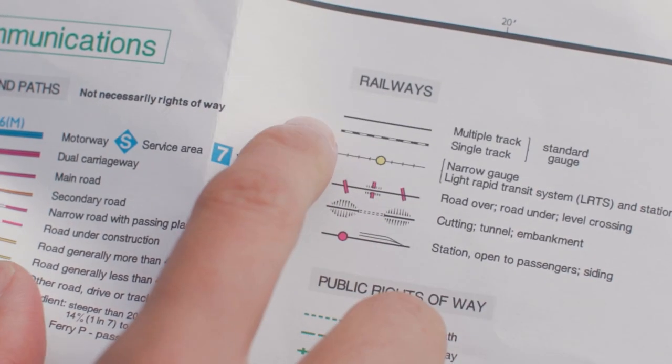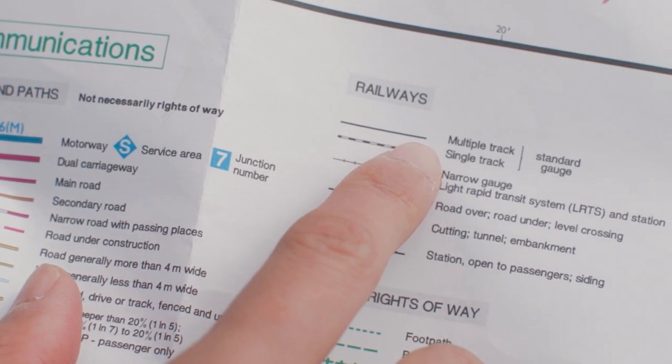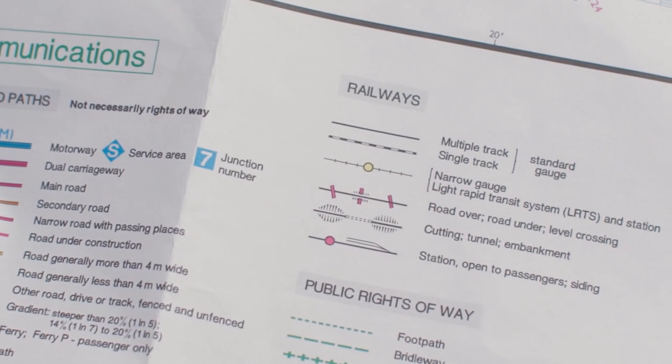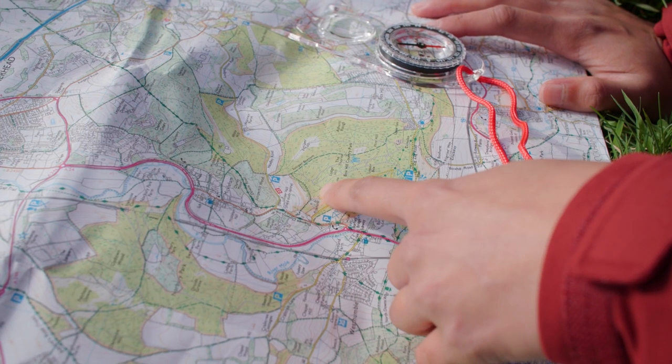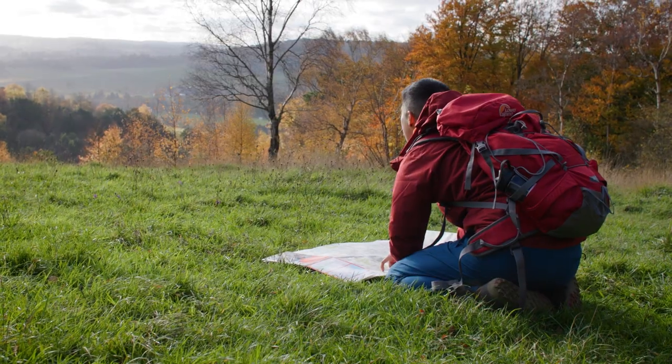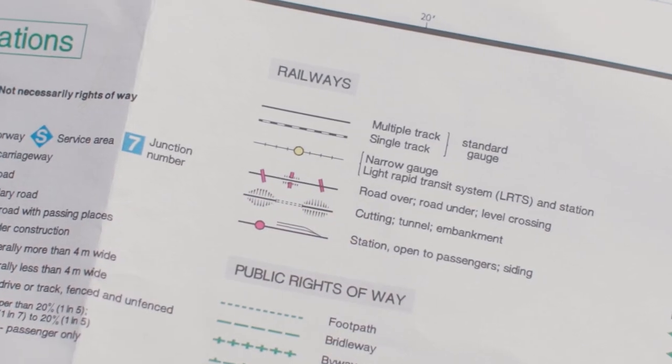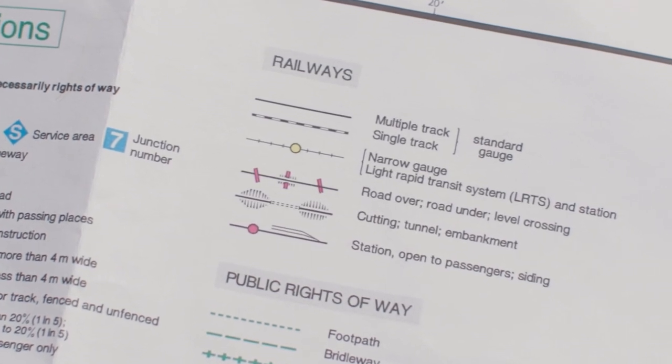Railways are often easy to identify. A black line marks a multiple track railway, and a black and white line is used to mark a single track. If you're planning a safe place to cross on your journey, look out for the level crossing symbol, which is marked by a black line with two shorter red lines crossed through.